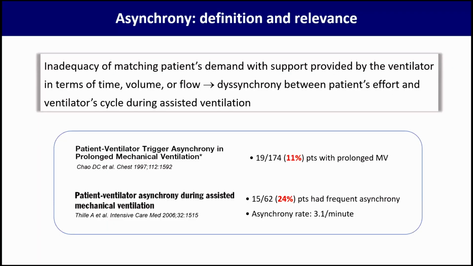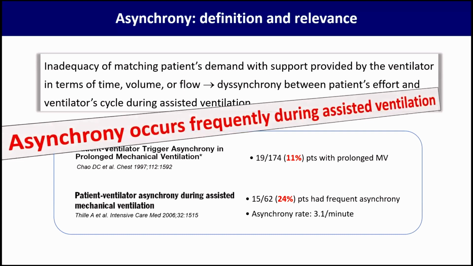So the most common cause of delay in ventilator weaning is patient ventilator asynchrony. There is a mismatch between the patient's effort and the ventilator cycle, and this happens mostly during assisted ventilation, but it can also happen during mandatory breaths. About 11% to 24% of patients have frequent asynchrony, and it is often missed because we don't keep adjusting the mechanical ventilator all the time.